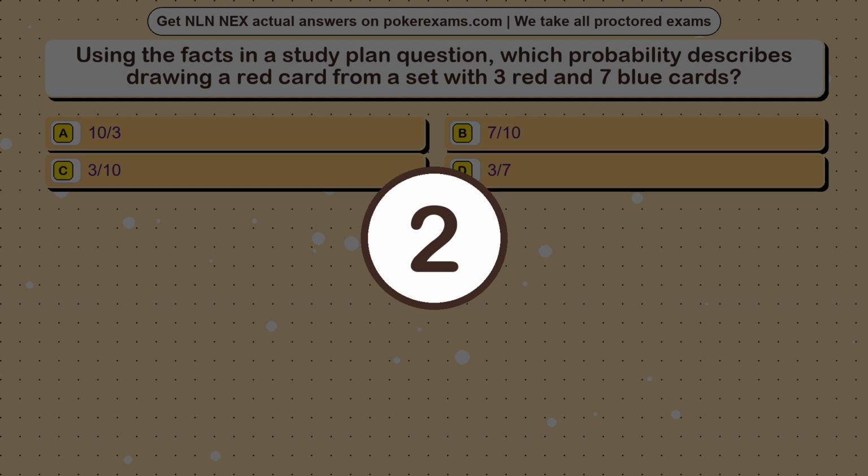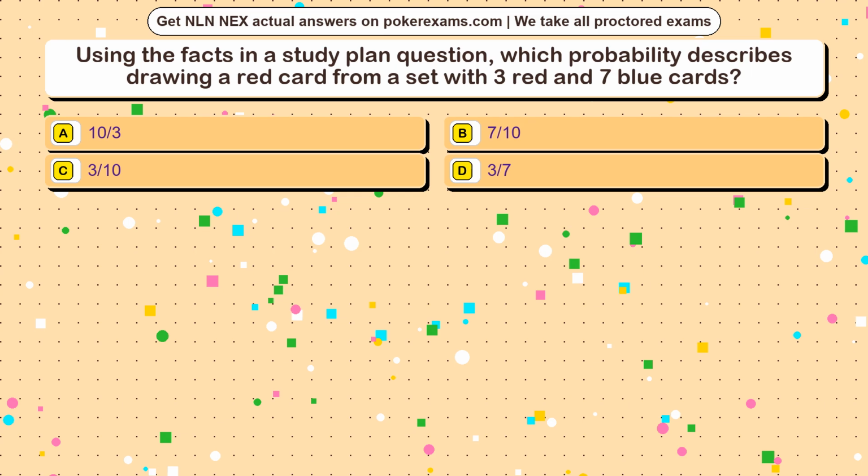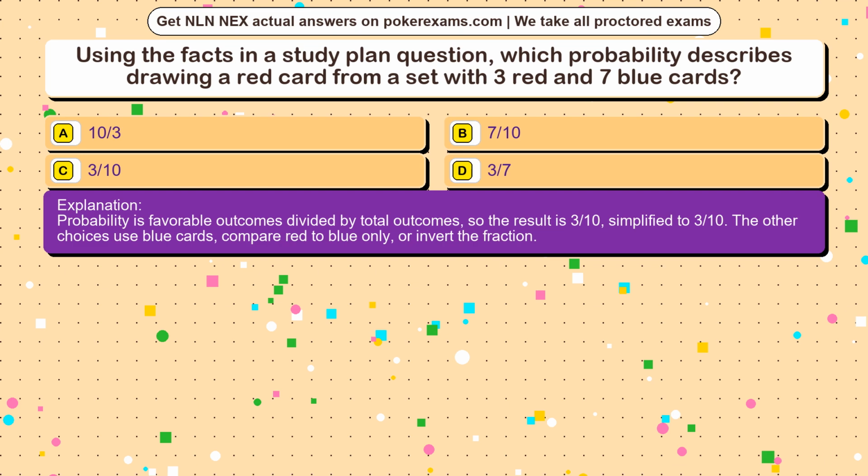The correct answer is option C. Probability is favorable outcomes divided by total outcomes, so the result is 3/10, simplified to 3/10. The other choices use blue cards, compare red to blue only, or invert the fraction.